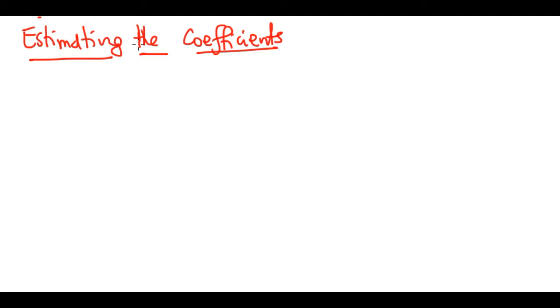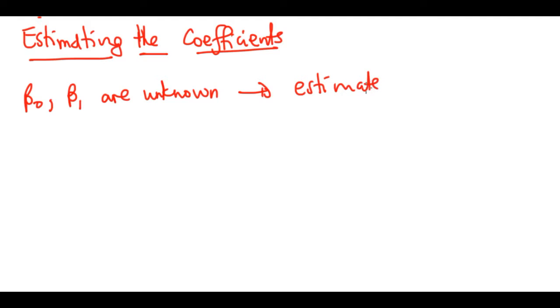So what is going to happen is, in practice, beta naught and beta 1, like we said, the actual beta naught and beta 1 are not known, are unknown, right? But we are just going to estimate them. We're going to estimate them before we can do predictions. Because when you estimate them, we'll put them in the equation, then we can do our predictions, right?